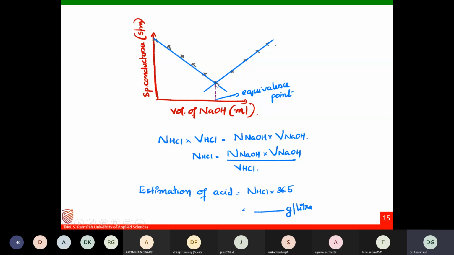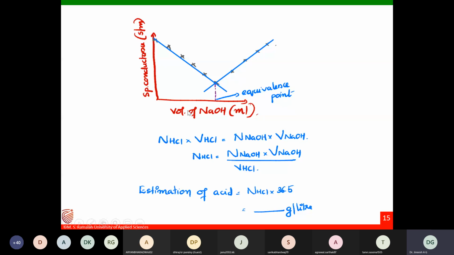From that particular point, I draw a perpendicular to the volume of NaOH axis. So I got a point here. This much volume of NaOH is the equivalence point. Any doubt in this? The graph drawing, any doubt? No, sir. So what is this equivalence point?